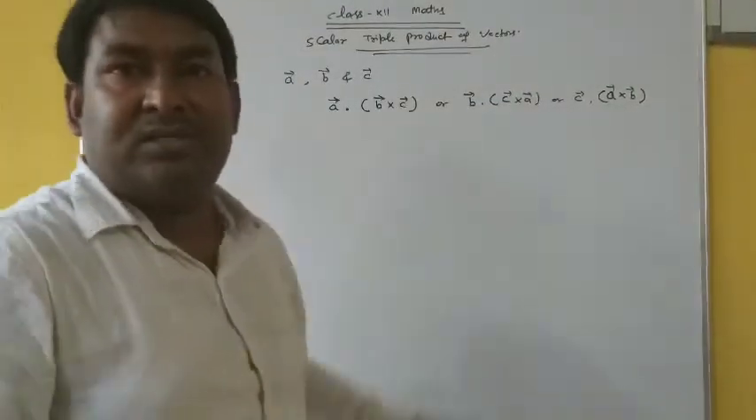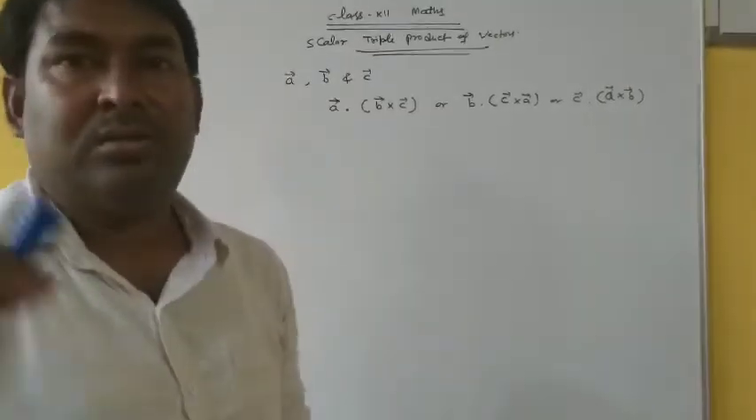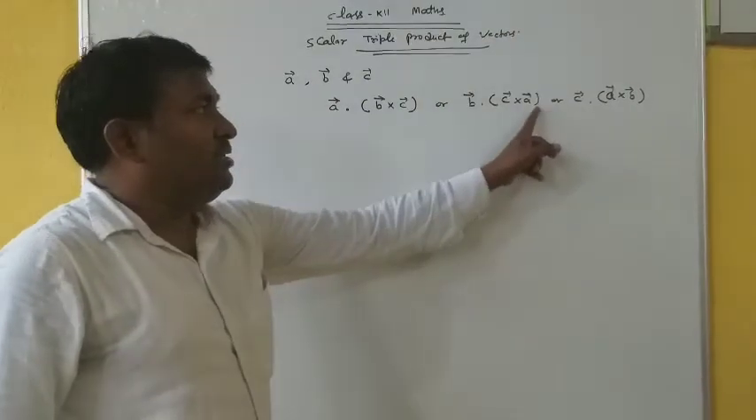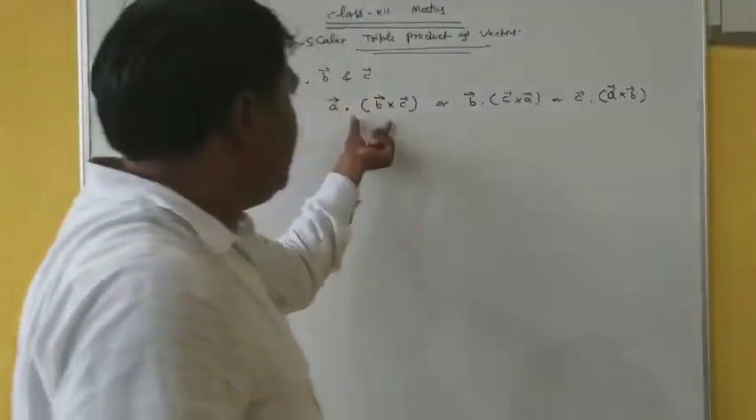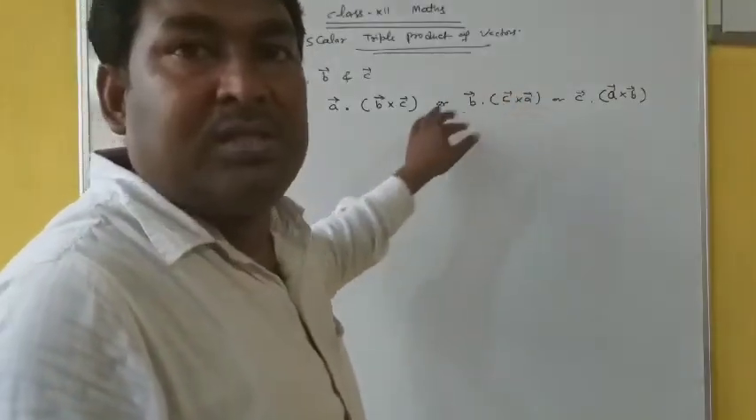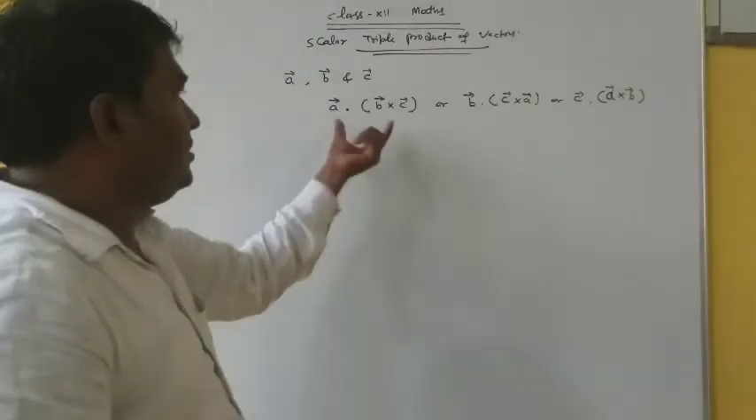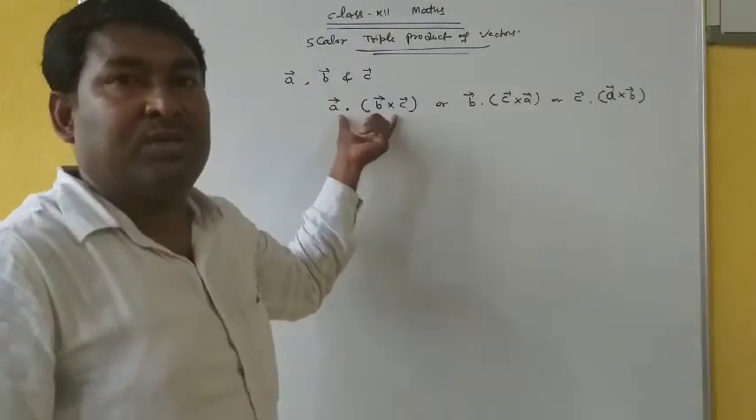Taking all three vectors in cyclic order, meaning A B C, B C A, C A B, these all are said to be scalar triple products. Okay, see, why scalar? Since the result will be a scalar quantity.